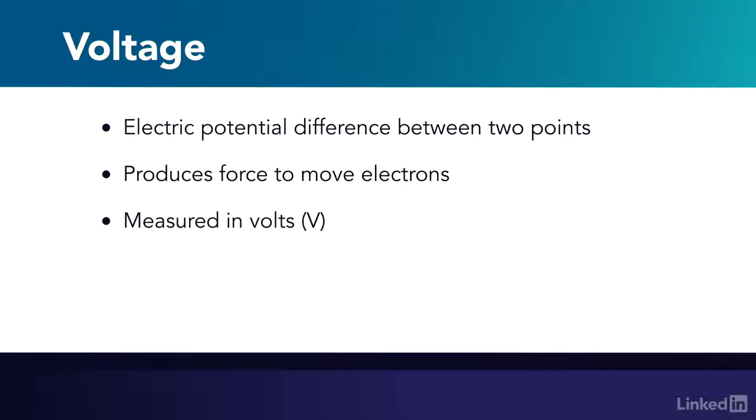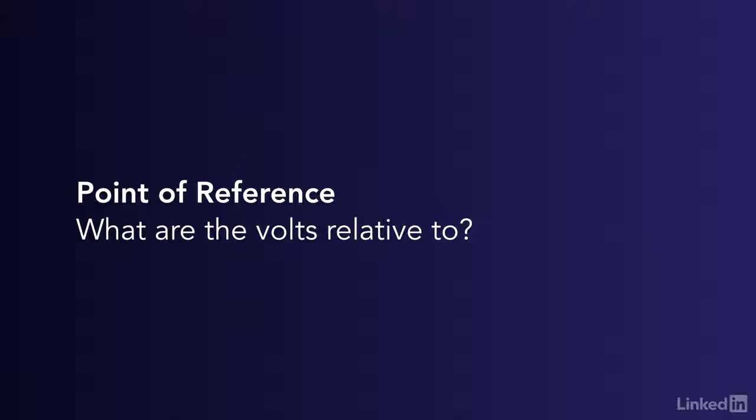Voltage is measured using a unit called volts to describe how much more or less potential energy there is in one place compared to another. When describing the voltage of something, it's critical to know what the point of reference is. What are the volts relative to? That point of reference may not be explicitly defined when working with common voltage sources, but you're still expected to understand what that voltage means.